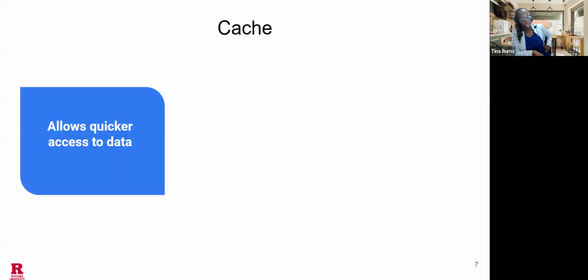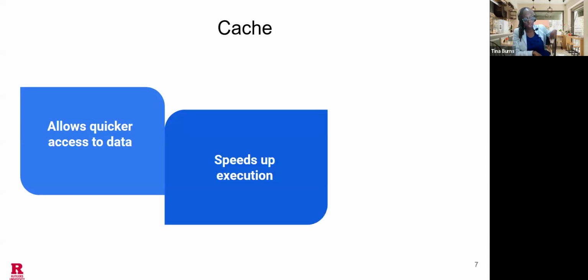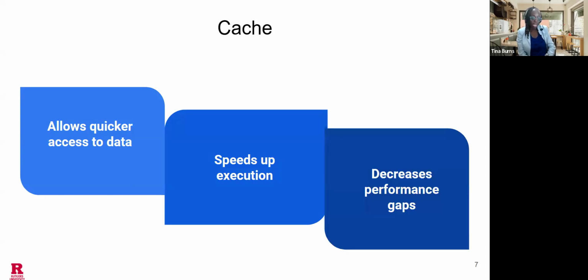So when we look at this, one, the benefit is that it's going to allow us to access the data more quickly. Two, it's going to help speed up your execution time, right? Because the faster that I can get information out of the memory, the faster I can go to my next process. And also, it's going to decrease performance gaps, right?